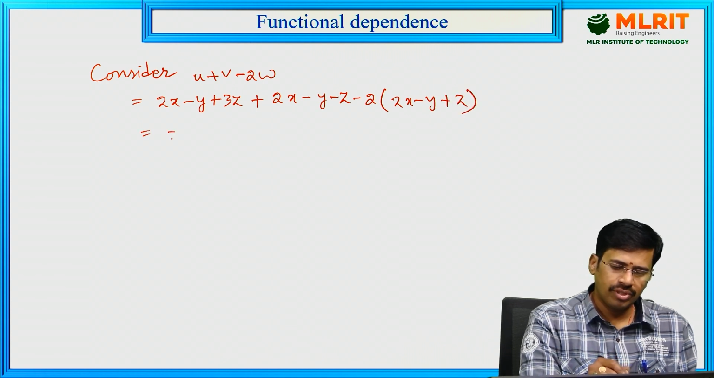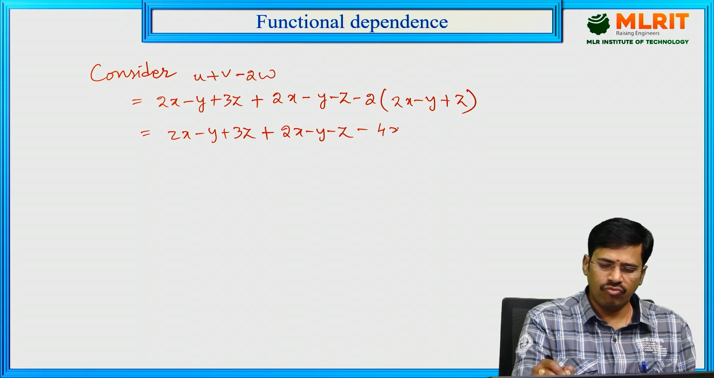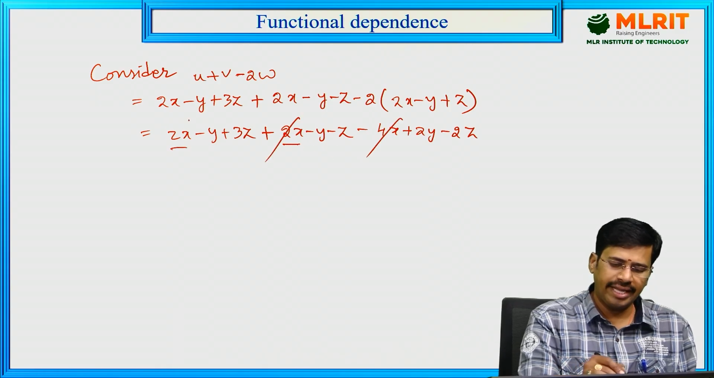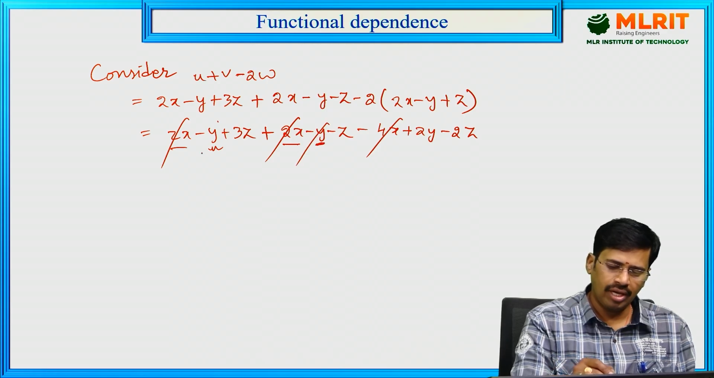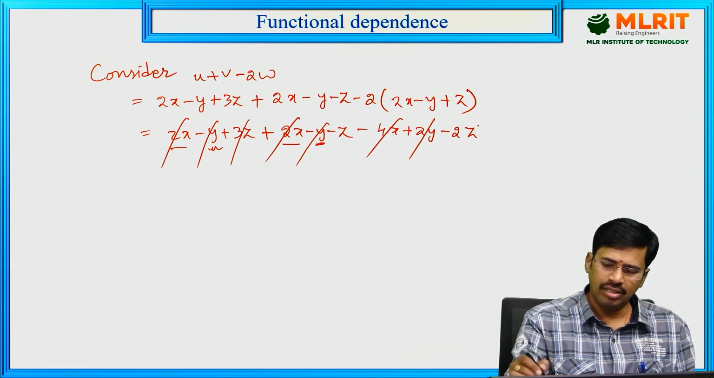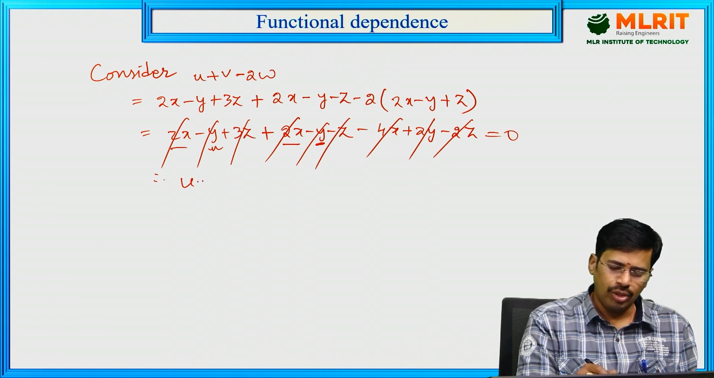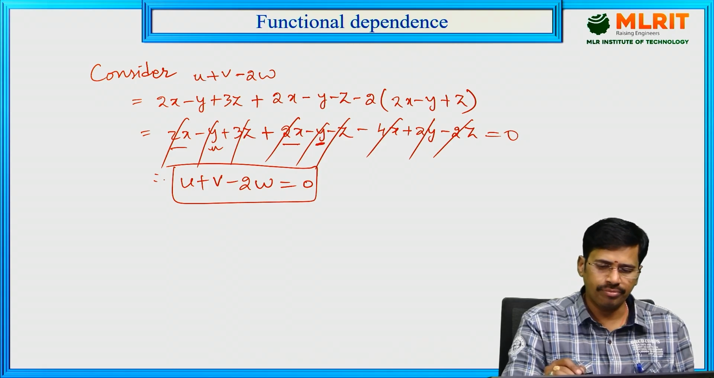So this is 2x minus y plus 3z plus 2x minus y minus z minus 4x plus 2y minus 2z. So this is 2x plus 2x, 4x, minus 4x get cancelled. Next, minus y minus y and plus 2y cancel. Similarly, minus 3z plus 3z cancel, we get 0. Therefore, u plus v minus 2w equal to 0. This is the relation between the given three functions u, v, w.